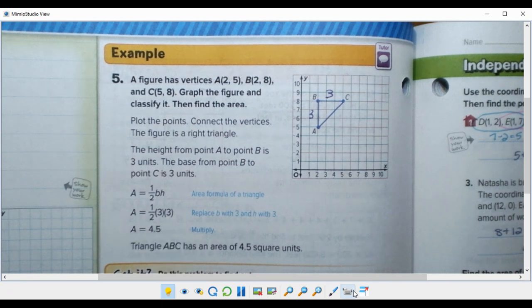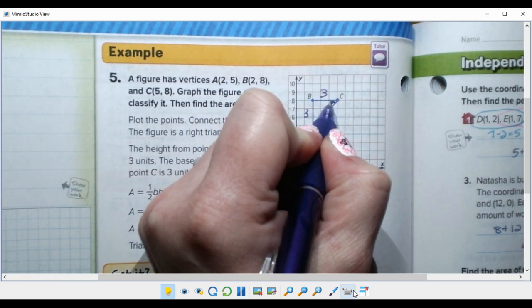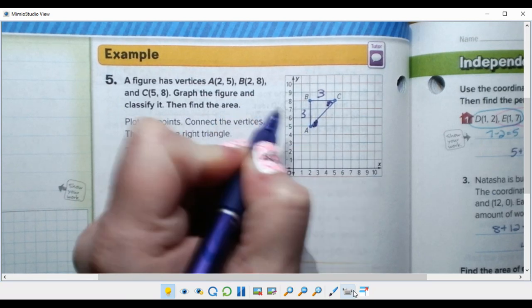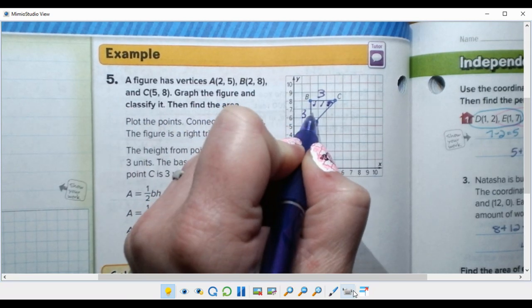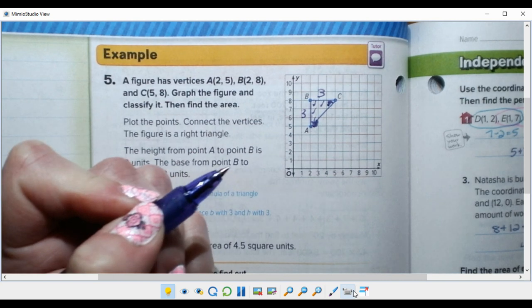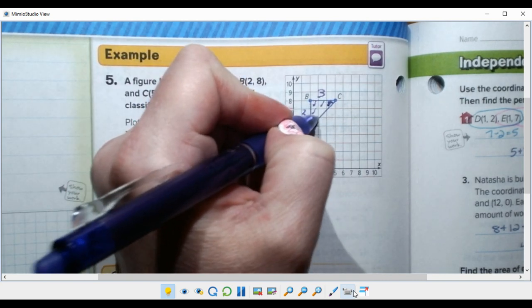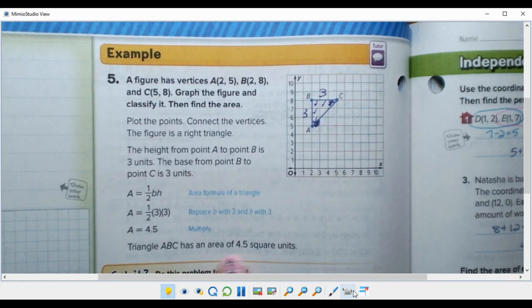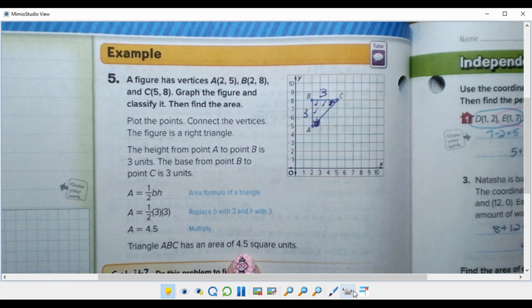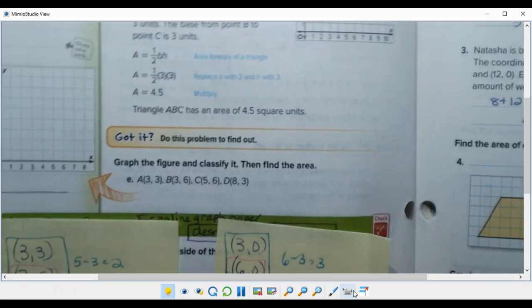Now, if you wanted to prove that, chop this little triangle off here and fill it in down here. So I've got 1, 2, 3. Now I've got 4 because I filled that in. And this one is about 1/2. 4.5. That's what we found. Okay, one more got it, and then I'm going to let you go do some on your own.